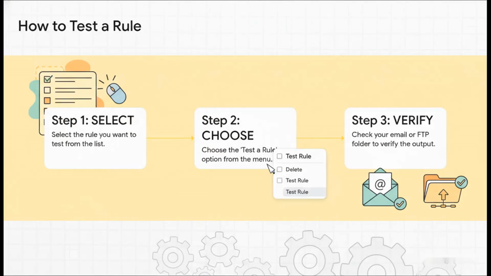And it really couldn't be easier. You just select your rule, you click the test option, and SpooliT will run it just once. Then you can go check your email or your FTP folder and make sure the output is exactly what you wanted. It's a super simple safety check that prevents any nasty surprises down the road.